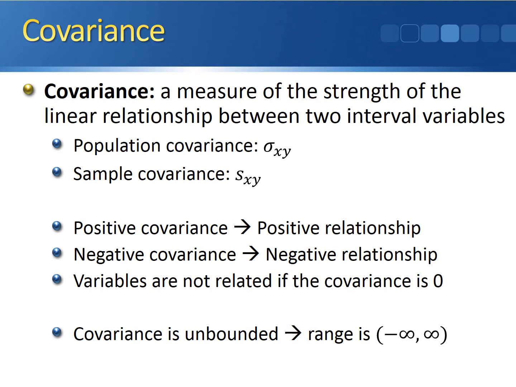Now, one problem that we're going to run into is the fact that the covariance is unbounded. The range is technically negative infinity to positive infinity. The reason this is a problem is that it leaves no room for interpretation. If we get a covariance of 200, we have no way of telling if this is a large or a small covariance. We have no way of telling if this is a strong or a weak relationship between our two interval variables. One way to fix this is to look at something called the correlation.